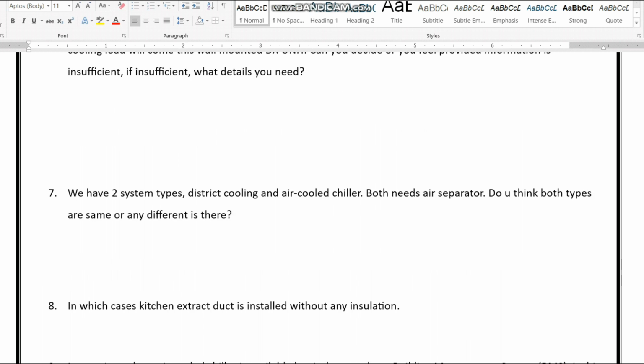So here is our 8th question. In which cases is a kitchen extract duct installed without any insulation? Normally in many cases we have the kitchen, from which the air is extracted to the outside through a duct, and we have a fan there. Normally we provide insulation for the kitchen extract, but in one condition we don't need to provide any type of insulation for the kitchen extract. So what is that condition?